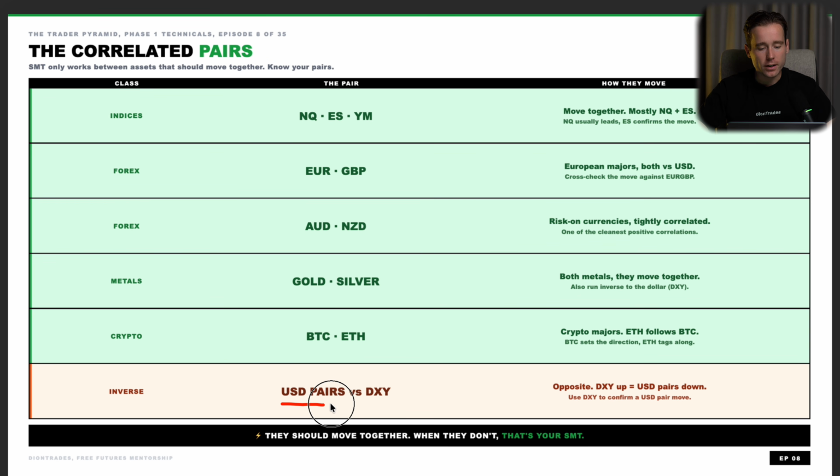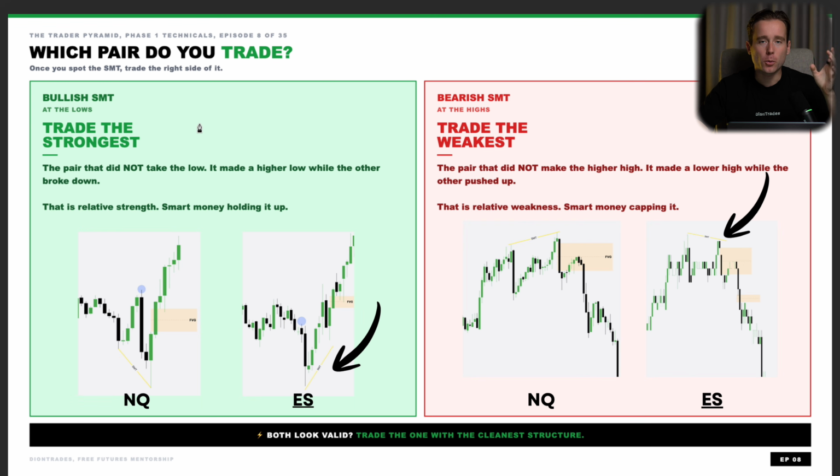And the USD pairs, Euro dollar and GBP US dollar, have an inverse correlation with the dollar. That means when the dollar goes up, the USD pair should go down. When it cracks, you have a potential reversal on your hands. So they should move together. When they don't, that is your SMT. So at this point, you know what an SMT is. You know the correlated pairs.